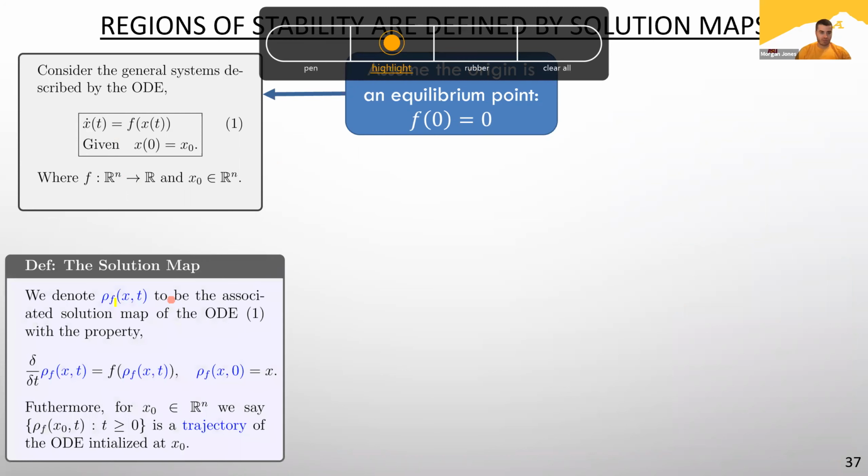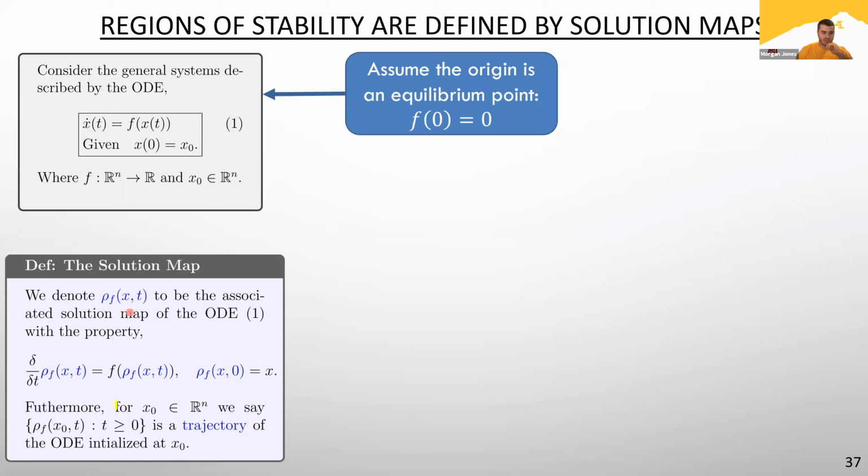We'll define the solution map again, but there's no input this time. The solution map is still denoted as rho f. It satisfies the ODE, and also at time 0 equals the initial condition. We'll also call the trajectory the solution map from a fixed initial condition propagated forward in time.